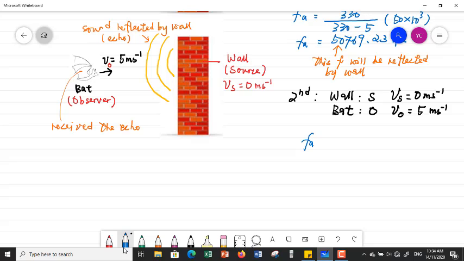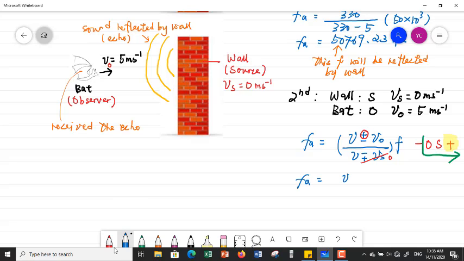So take the general equation for Doppler effect. Use the OS method to determine the correct plus minus sign. So the observer is approaching the source, so we get a positive sign for the VO. So putting in, we have V plus VO over V multiplied by the frequency. So 330 plus 5 over 330 multiplied with the frequency. The frequency is 50,769.23, the one that was reflected from the wall.